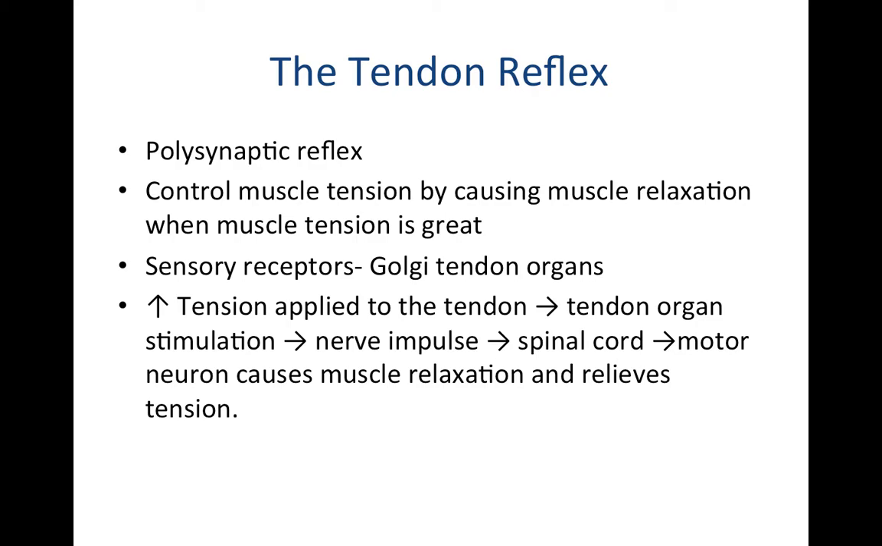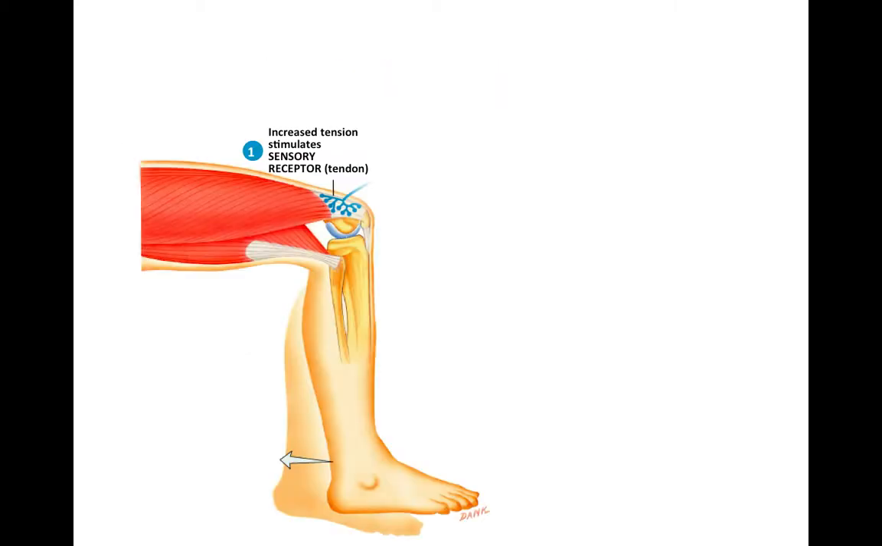The tendon reflex, classified as polysynaptic, helps to control muscle tension by causing muscle relaxation. So we saw muscle contraction before. Here we're going to see muscle relaxation when tension gets too big. The sensory receptors that you're going to see here mainly are Golgi tendon organs. And when you see increased tension applied to that tendon, the nerve impulse is going to cause relaxation of those muscles. So here's what that looks like.